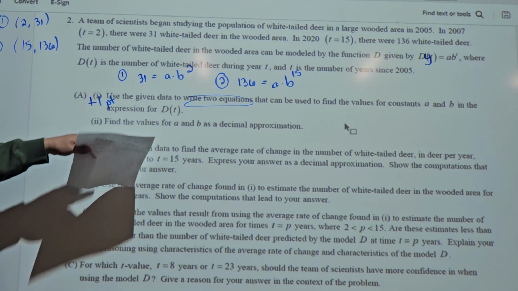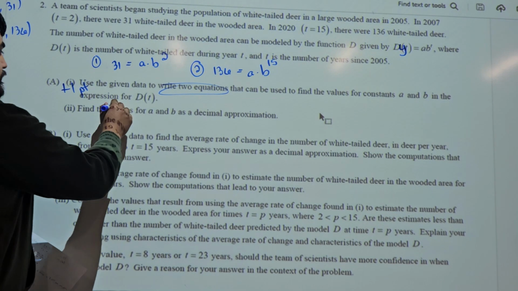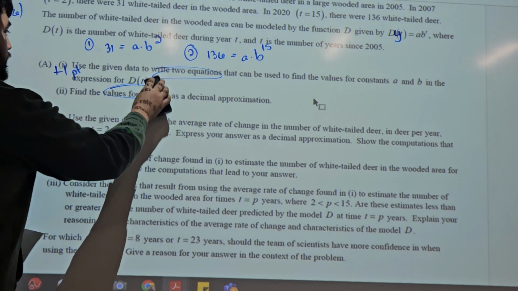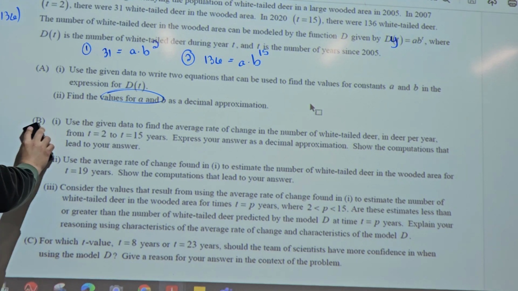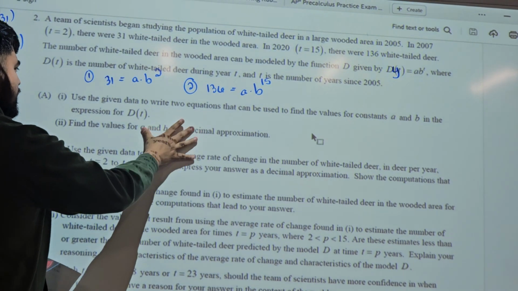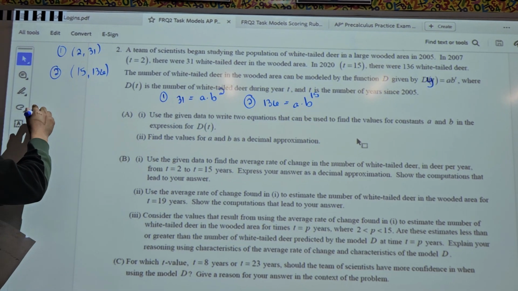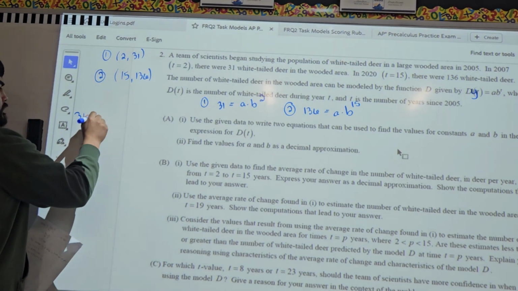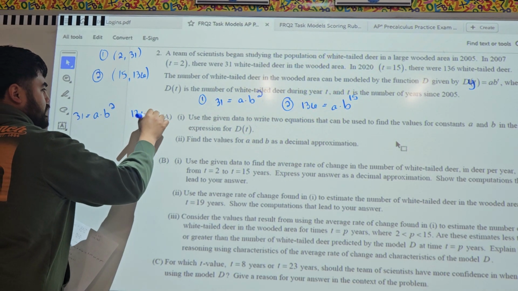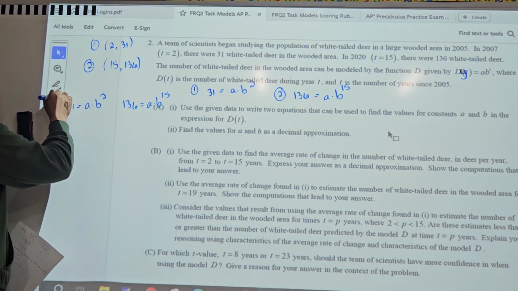So now, in part A2, it's telling you, well, solve it. What are the values for A and B? Like, what do I do here, right? So, if I could erase this right here, because we don't need this no more, and I'm just going to uncircle this real quick, so I can just solve it here. You know what, I'll just do it over here. I'm just going to rewrite this real quick. 31 equals A times B to the power 2. 136 equals A times B to the power of 15, right? So now this is the first one, this is the second one.